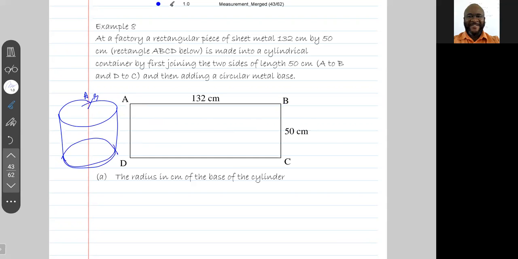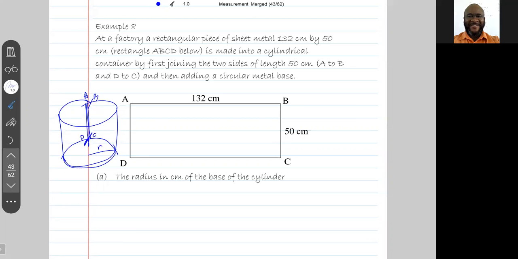And down by the bottom, it would be D and C joined together. So you join the side AD with the side BC, and it forms a cylinder. What we're asked to do next is calculate the radius in centimeters of the base of the cylinder that is formed. So we need to find this radius here.